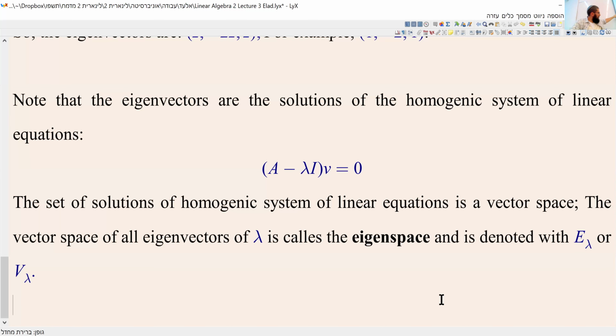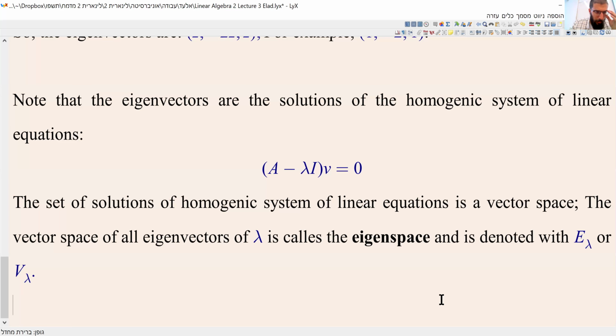So this sentence has a little mistake. But if we look at the set of eigenvectors and that's it, we get almost a vector space. We are missing zero. So speaking correctly, precisely, one can say that the eigenspace of lambda is the set of all eigenvectors of lambda and zero. You add zero to the set and you get a vector space.